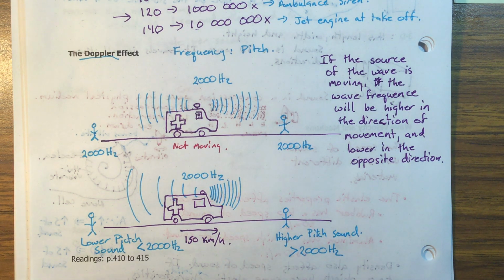You can hear that from an ambulance, or if you watch race cars, when they're coming to you, they sound higher. When they're going away from you, they sound lower. And there are formulas to compute exactly how much higher or how much lower the sound will be, but that's beyond the scope of this course.